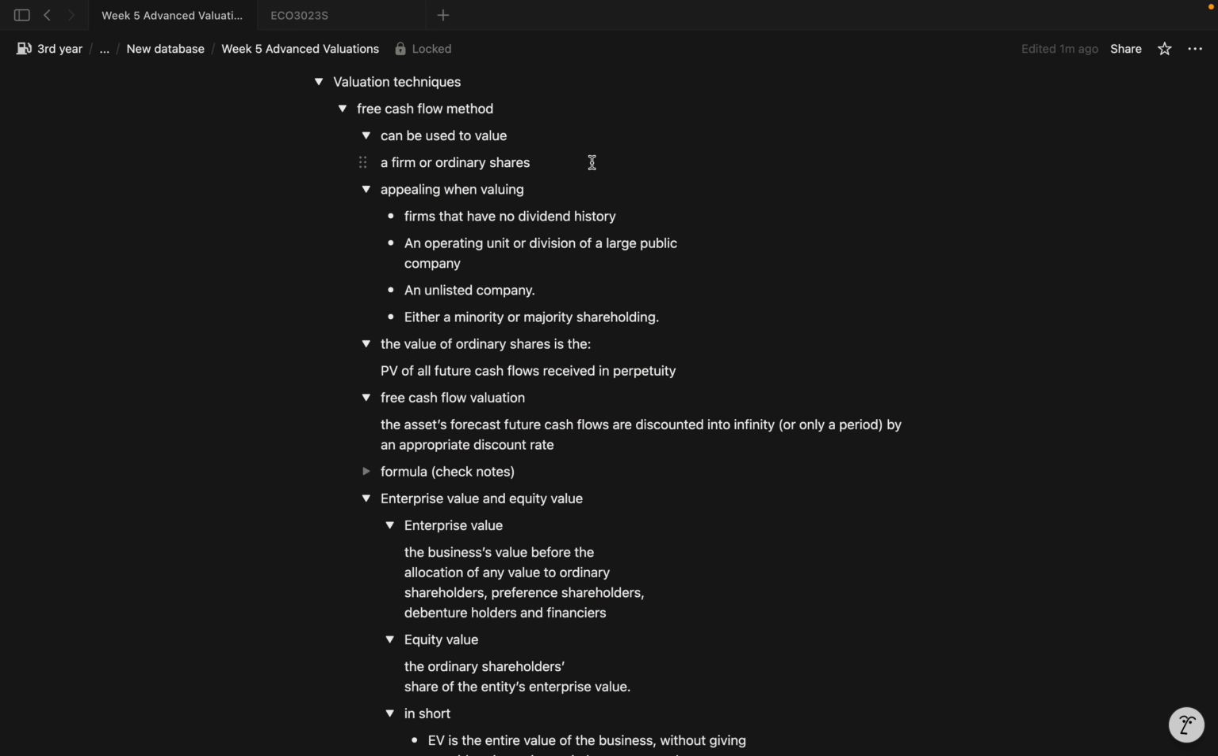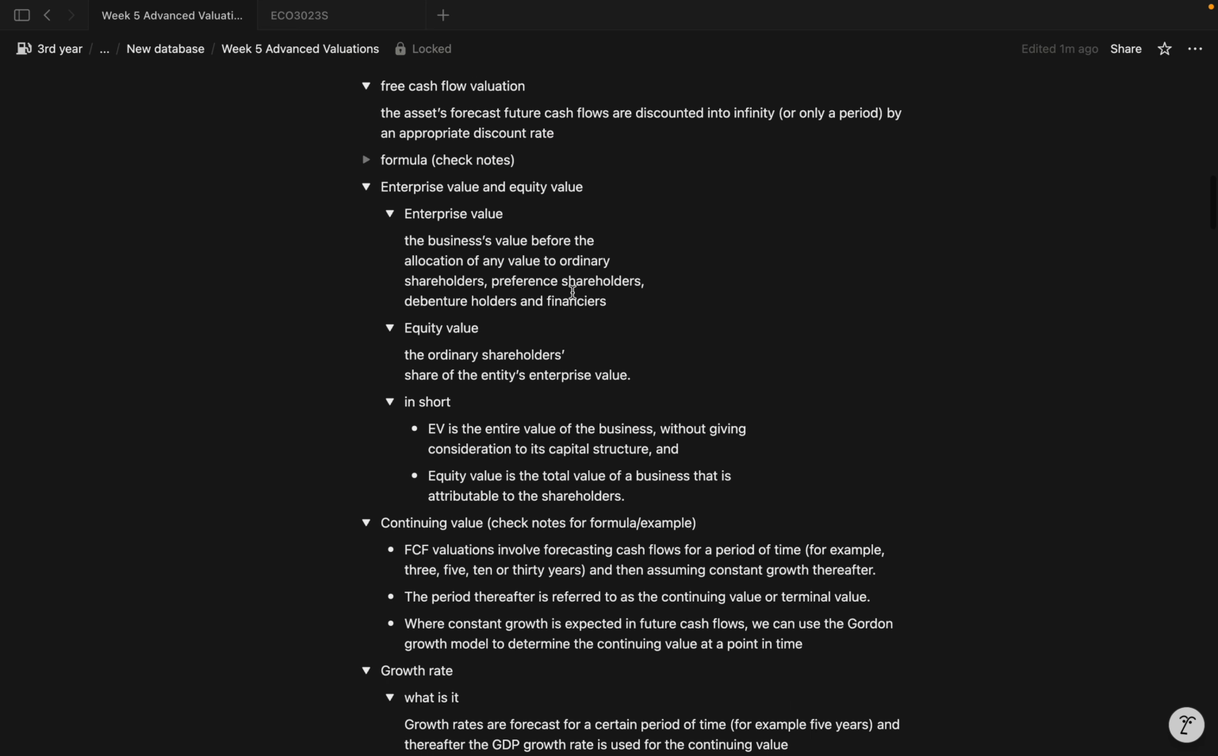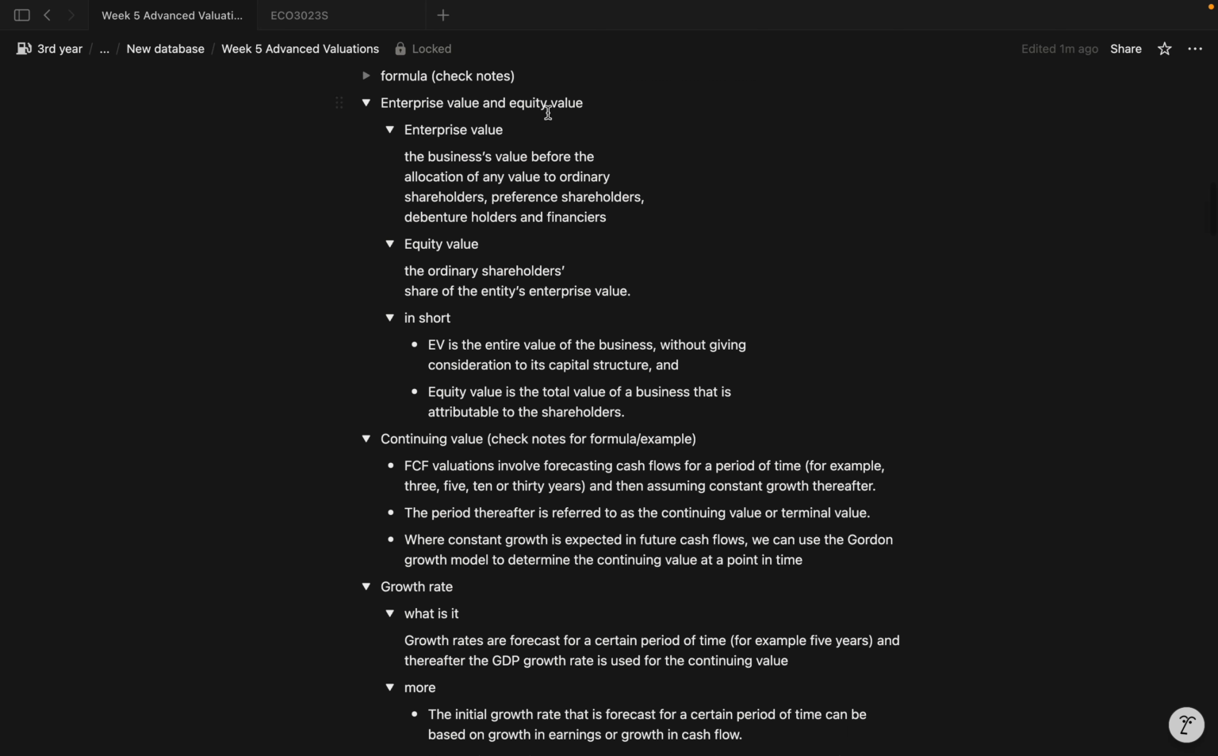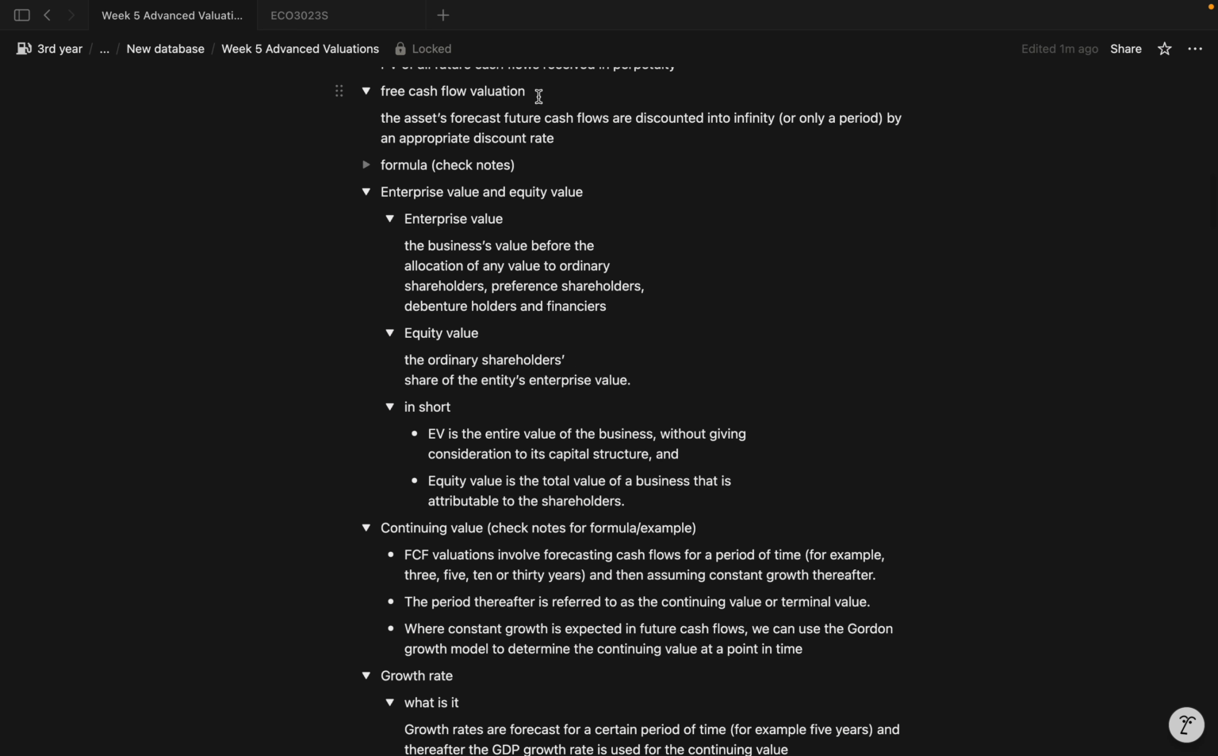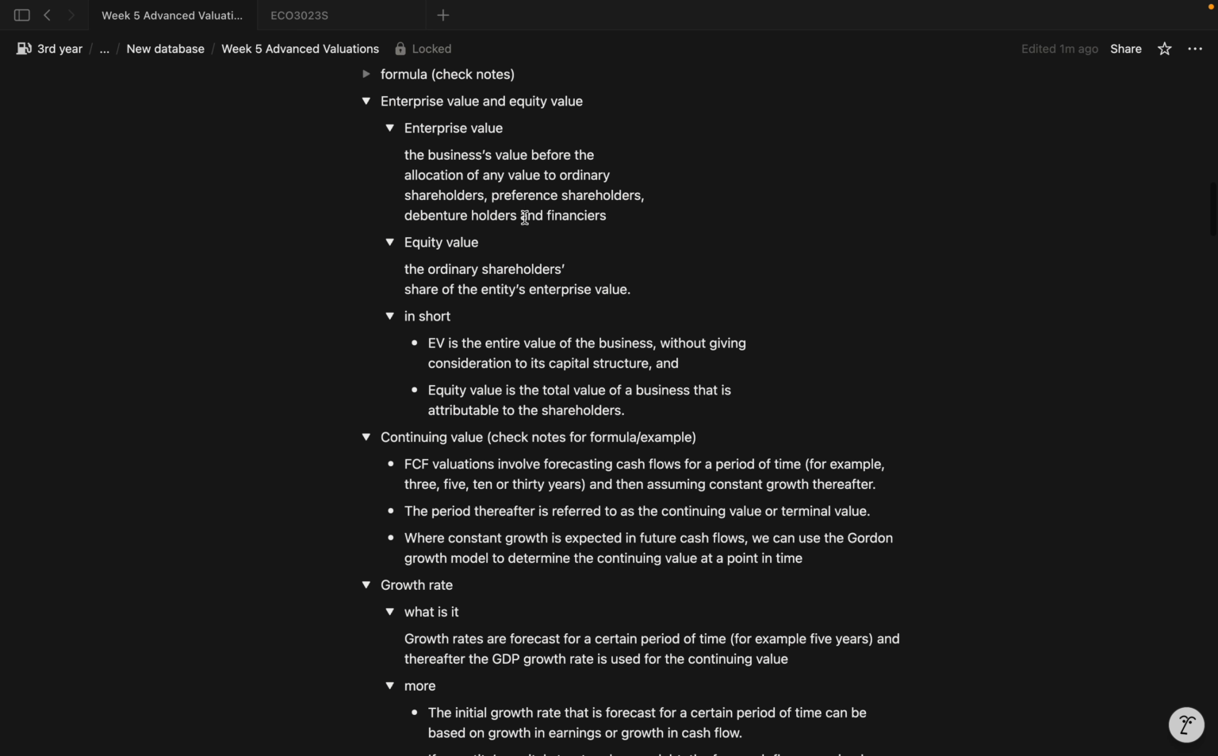And so what is the value of an ordinary share? The present value of all future cash flows received in perpetuity. So that is those cash flows received in perpetuity discounted to the present value. So free cash flow valuation is the idea that you essentially discount the future cash flows into infinity or for the specific period by the given discount rate. Where you see something like formula check notes, these are the notes I made for myself. So the formula, for example, the free cash flow valuation, I put in my notes. I'm just trying to get through the theory in this video.